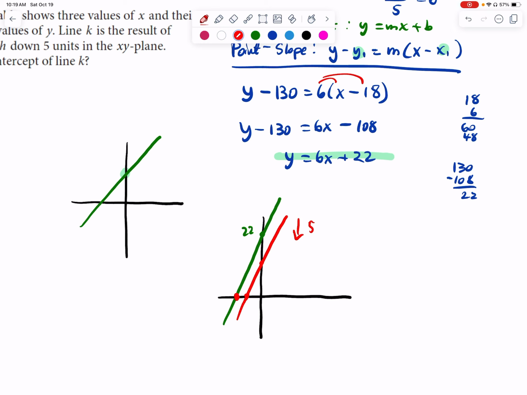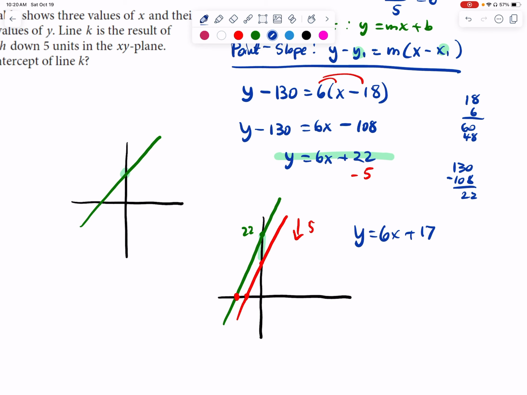So one of the things that I can do right here is I can take this equation, the one that I just got, and then just subtract 5 from the y-intercept, because that's the only thing that's going down by 5. Actually, all your y-coordinates would be going down by 5, but the one that we know specifically is the 22 that's right here. So if I just subtract 5 from that y-intercept, my new equation becomes y is equal to 6x still, so it's going to be a parallel line, and then plus 17.